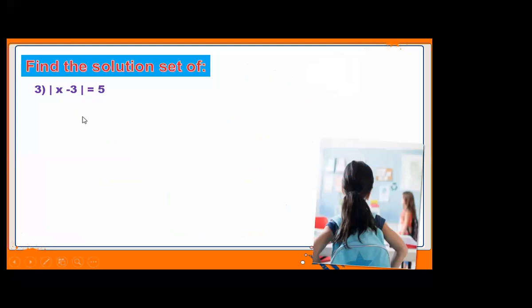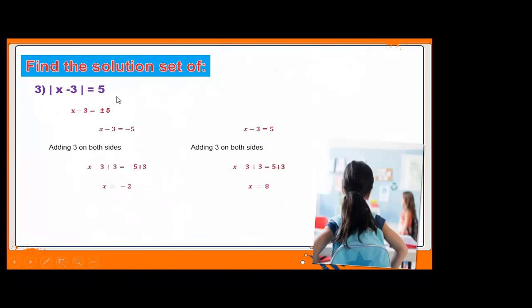Now, students, step number one. Keep in mind what is step number one, students? First, what we have to do, we have to remove the mod. Here you can see that x minus 3 is written inside the mod, so first we have to remove this mod. When we remove the mod, what do we get?